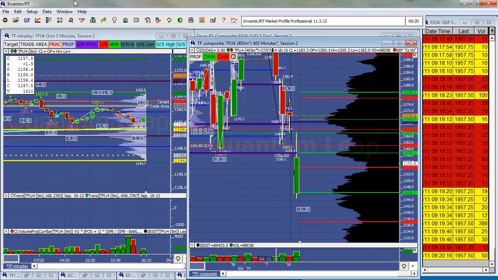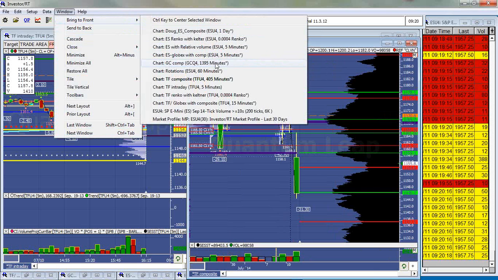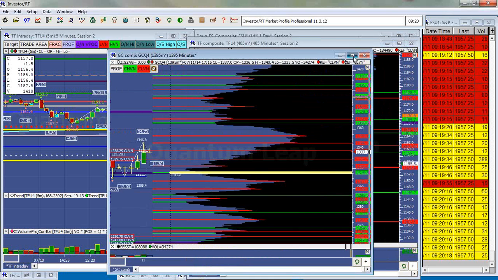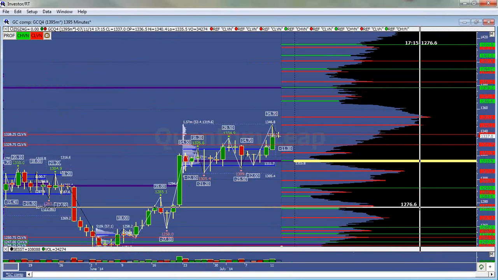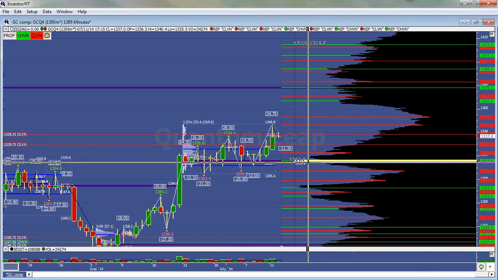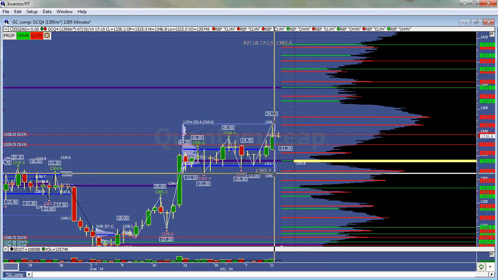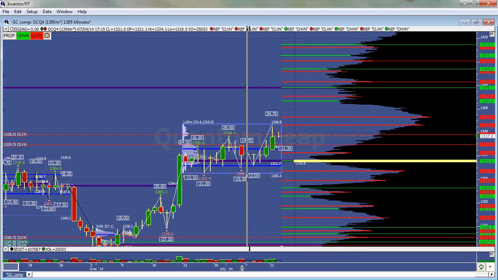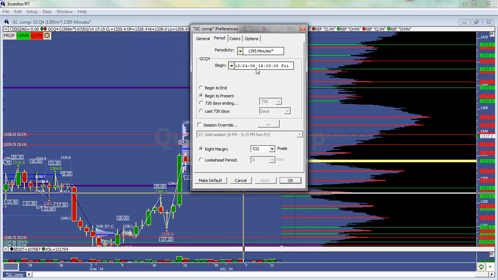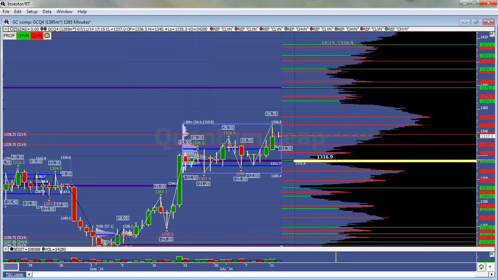Let's take a quick look at gold. All right, gold, of course, you know what my thoughts are. This is the composite VPOC going all the way back to 2008. The start date on this is 10/24/2008. So here we are.